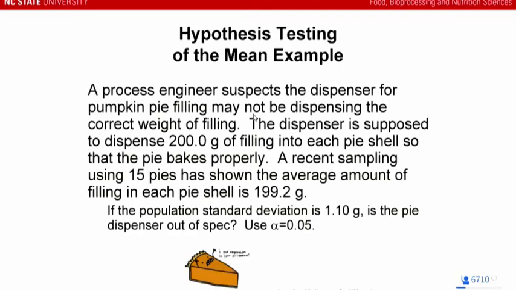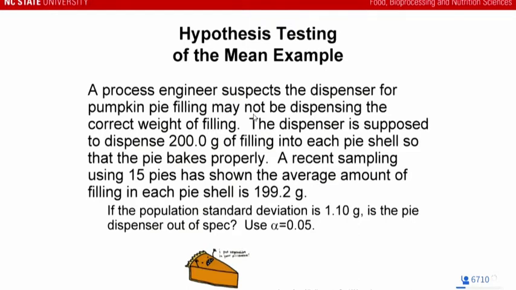It's a timely problem with pumpkin pie season. Imagine you're working as a process engineer and you're suspecting the dispenser for the pumpkin pie filling may not be dispensing the correct weight of filling. The dispenser is supposed to dispense 200 grams of filling into each pie shell so that the pie bakes properly.